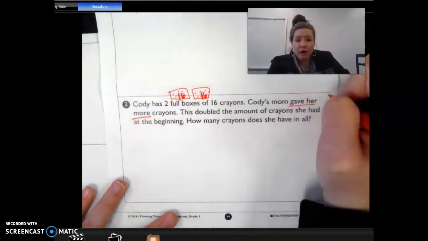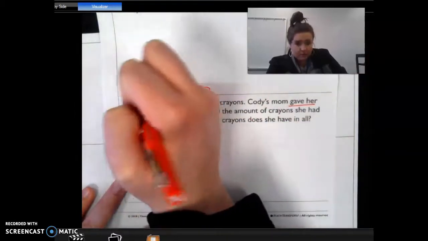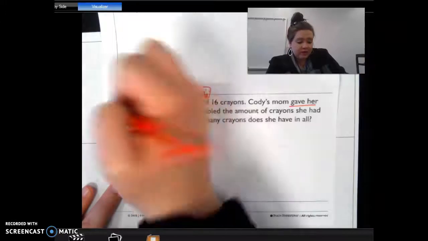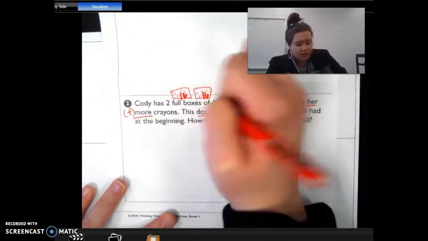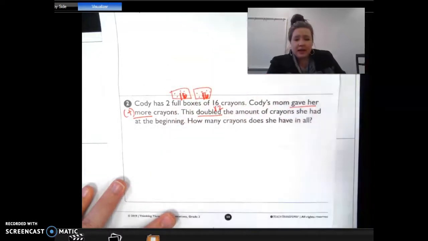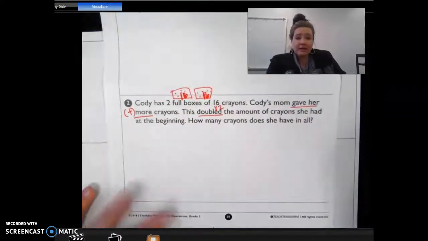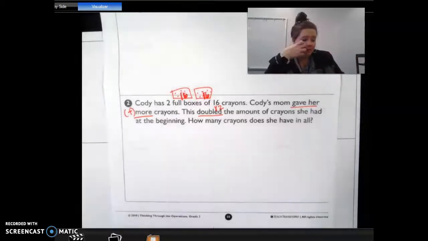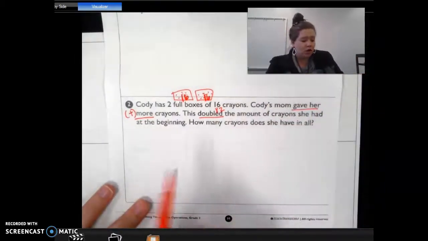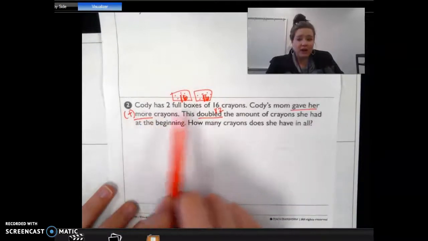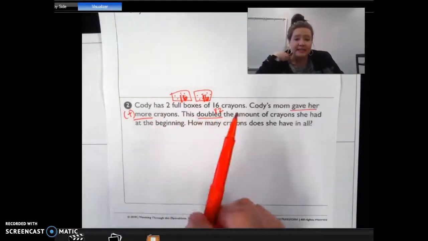Gave her more. She's probably going to add. That's what I'm going to say. This doubled the amount of crayons. Doubled, again, times 2. If I double it, I have the same amount 2 times. How many crayons does she have in all? So that's breaking down the word problem sentence by sentence, okay?